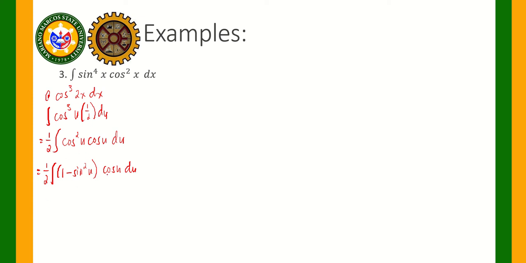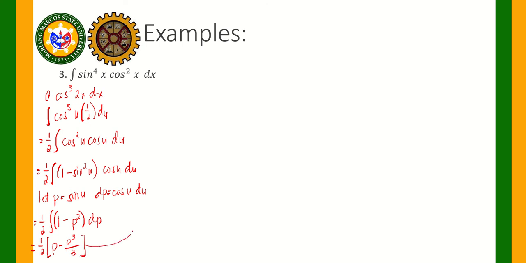And then, dito sa part na to, let P be equal to sine u. So your dP will be equal to cosine u du. Okay? So ito yung substitute natin. So this will be equal to 1/2 times 1 minus P squared, and our du is equal to dP. So we can now integrate. So this will be equal to 1/2 times P minus P cube all over 3.